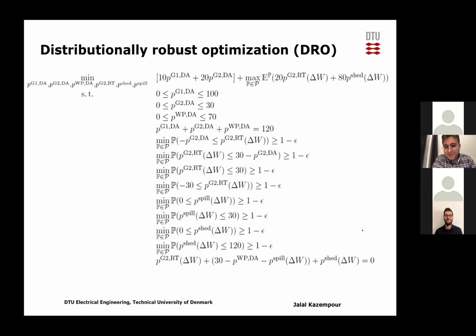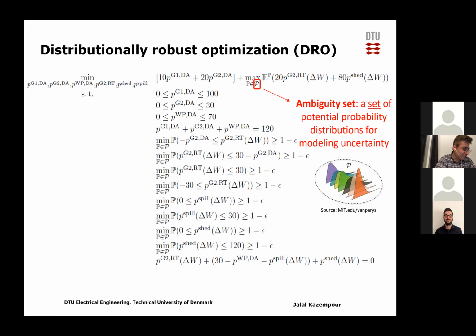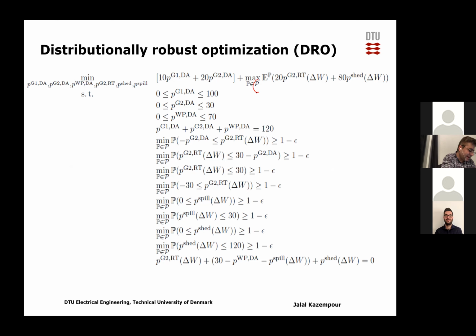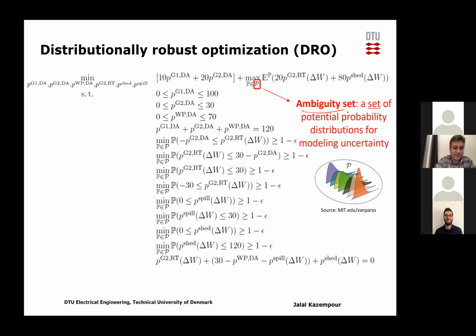So again, our typical problem. Here there are a few things that you have to be careful about. One is calligraphic P. Our problem is min max. So we are minimizing the total cost under the worst case. We will talk about that, but before that, I need to define the calligraphic P. Calligraphic P is our ambiguity set. It's a set of distributions.